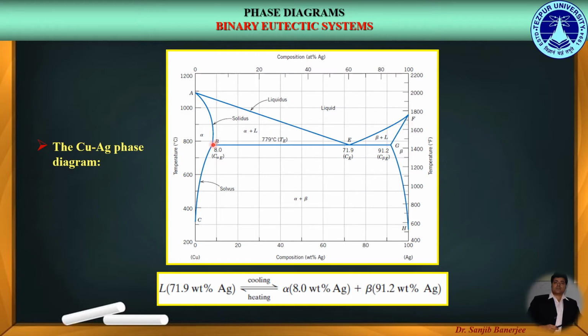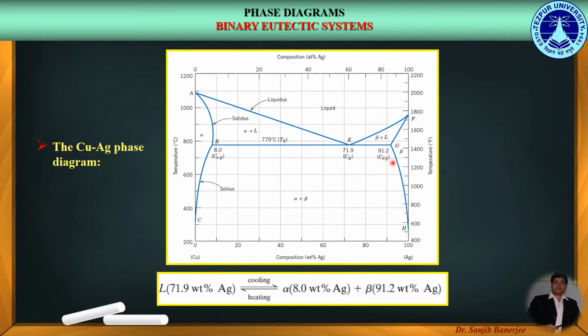On the left hand side of the phase diagram, we can see a solid solution phase of alpha, which is actually a solid solution of silver in copper. This is because on the left hand side the amount of copper is more and hence it is the solvent, while the amount of silver is less and hence it acts as the solute.